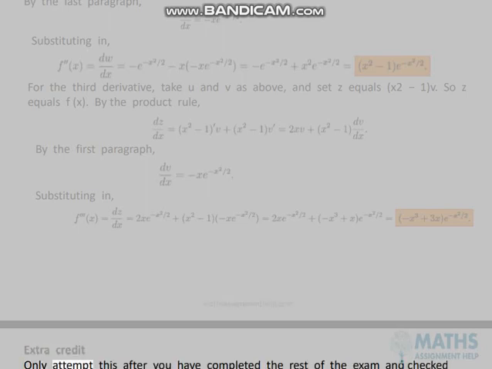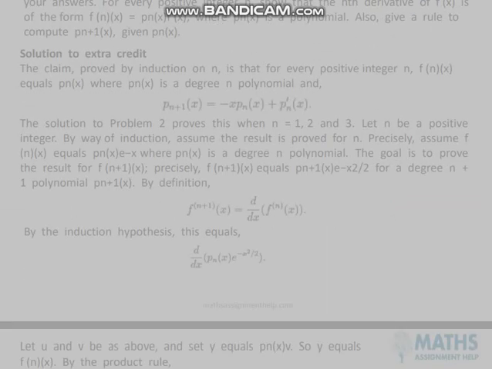Extra credit only. Attempt this after you have completed the rest of the exam and checked your answers. For every positive integer n, show that the nth derivative of f(x) is of the form f^(n)(x) equals Pn(x) f(x), where Pn(x) is a polynomial. Also, give a rule to compute Pn plus 1 (x) given Pn(x).